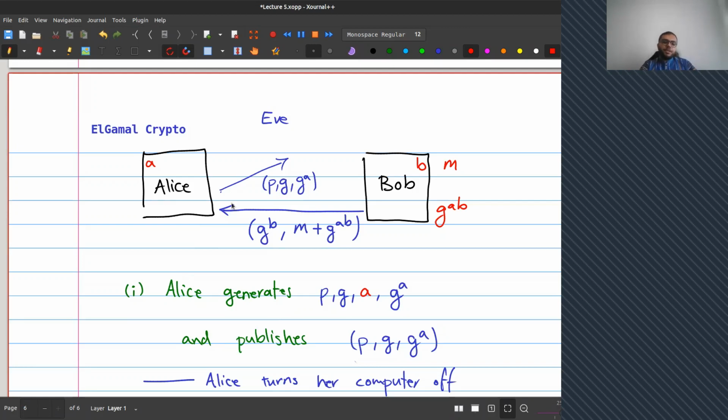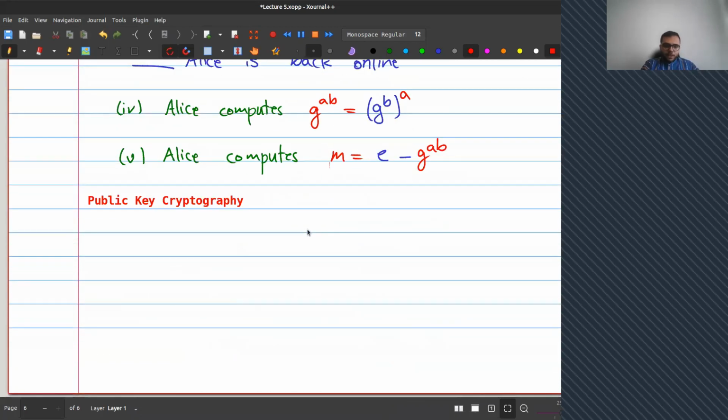And actually, in this system, we have this property. As soon as Alice publishes P, G, and G to the power of A, then anyone can communicate with Alice, because anyone can take the role of Bob, generate these secrets, and do all of these steps that we saw. And the message that they send can only be opened, only be decrypted, by Alice. So that's what I want here.